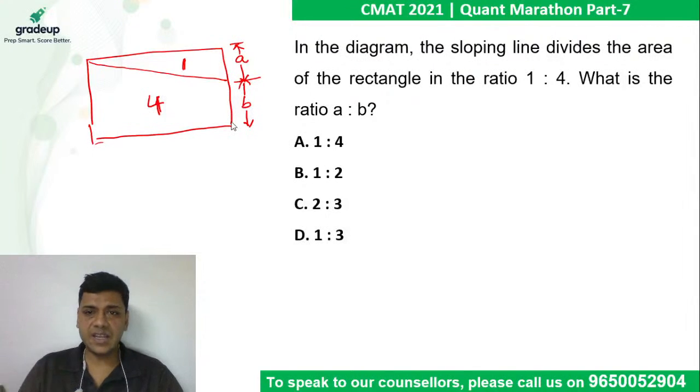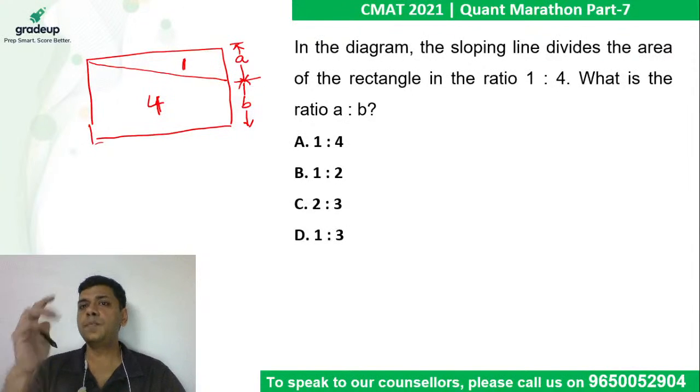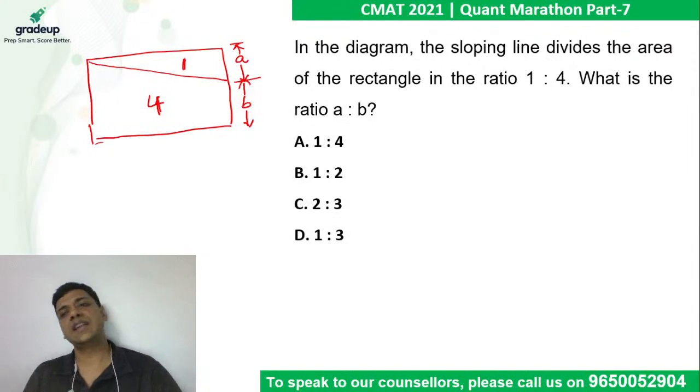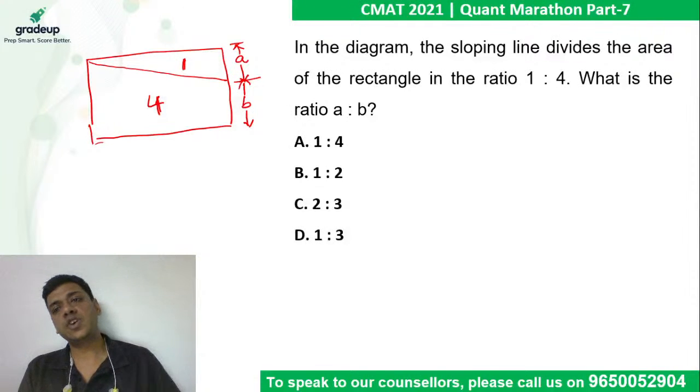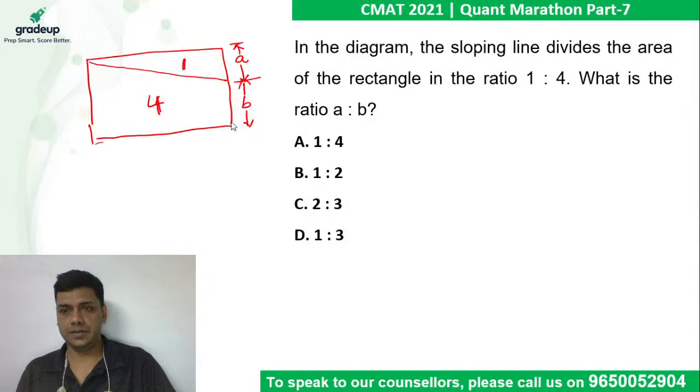Okay, so the question is: in a diagram, the sloping line divides the area of the rectangle in a ratio of 1:2. So the complete area is divided in a ratio of 1:4, and I have to find the ratio of A and B. This is a diagram for you.